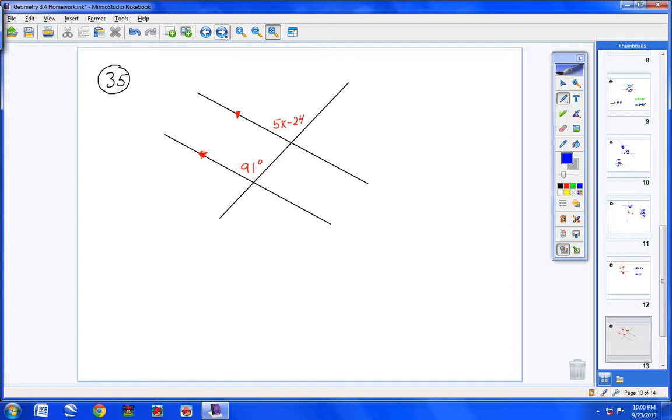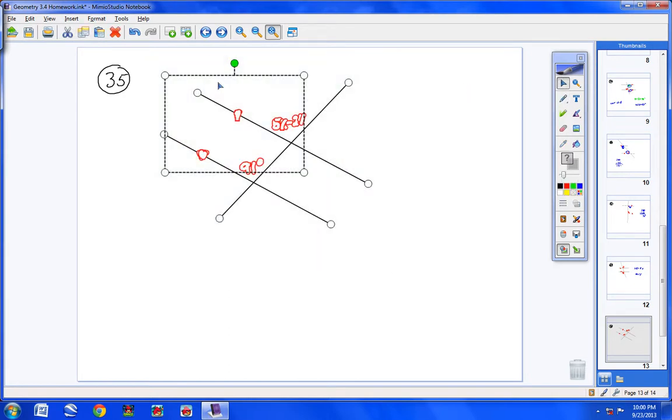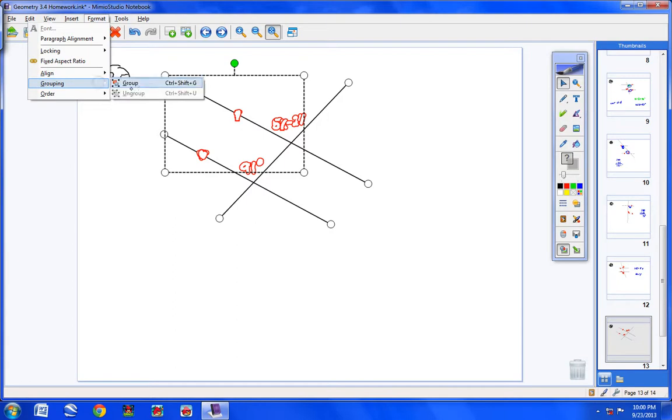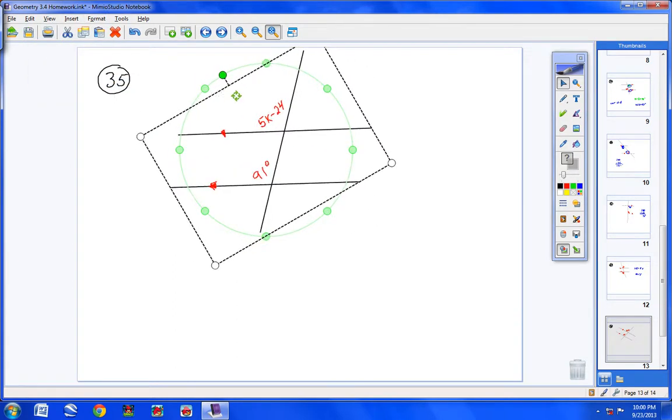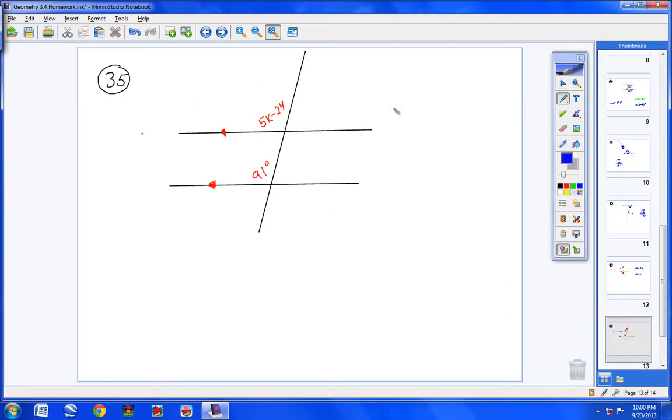Let's take a look at number 35. Let's go ahead and turn this just a little. On numbers 35 and 37, we're solving for the variable x. So let's get our parallel lines going left to right. There we go. And now let's see what we got.